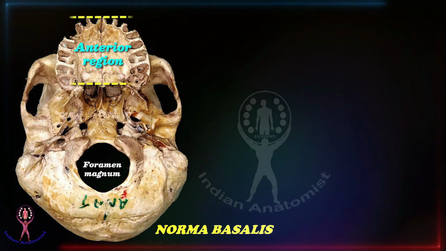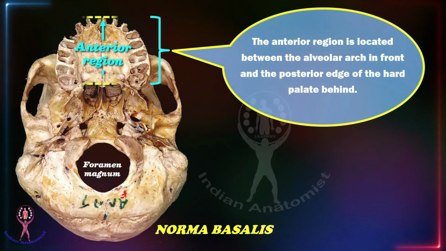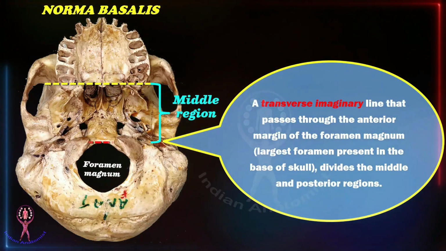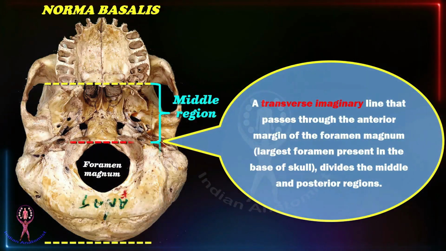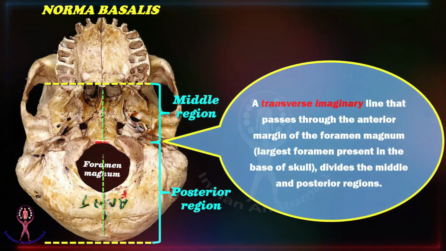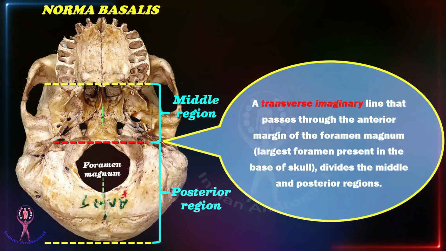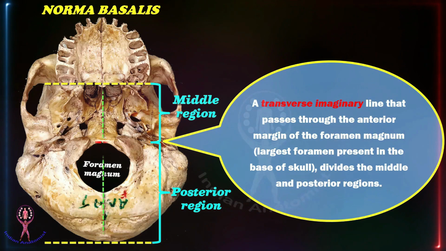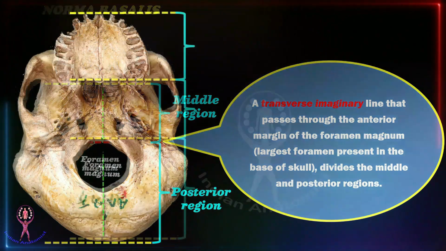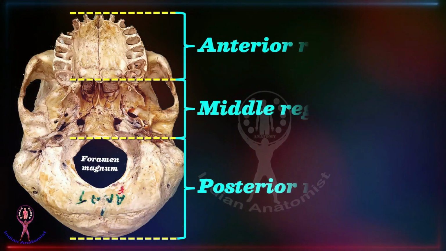The anterior region is located between the alveolar arch in front and posterior edge of the hard palate behind. Next, the middle region. A transverse imaginary line that passes through the anterior margin of the foramen magnum, which is the largest foramen present in the base of skull, divides the middle and posterior regions. This picture shows the three regions: anterior, middle and posterior region, and the lines of demarcation we can observe.